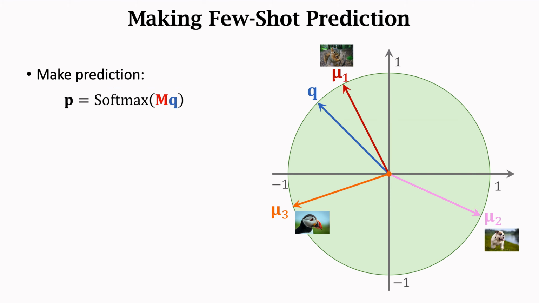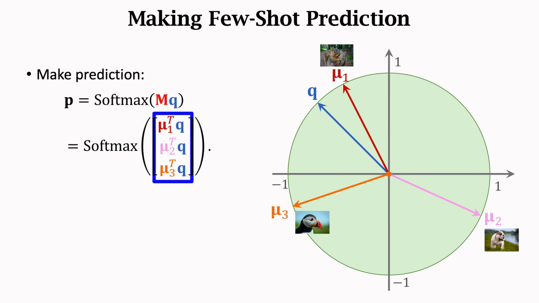This is actually the softmax classifier. We treat vector Q as the feature vector and matrix M as the parameter matrix. The classifier can tell us to which class the query Q belongs. The matrix M has three rows, mu sub 1, mu sub 2, and mu sub 3. Thus, the product of M with Q is the three-dimensional vector. Its entries are the inner products of Q with mu sub 1, mu sub 2, and mu sub 3, respectively.